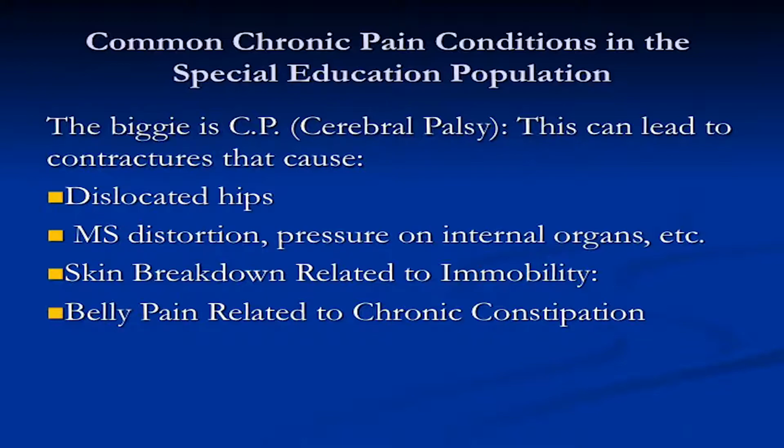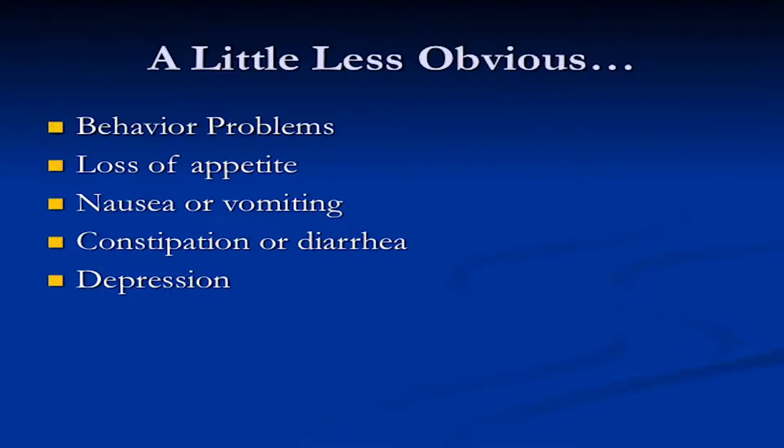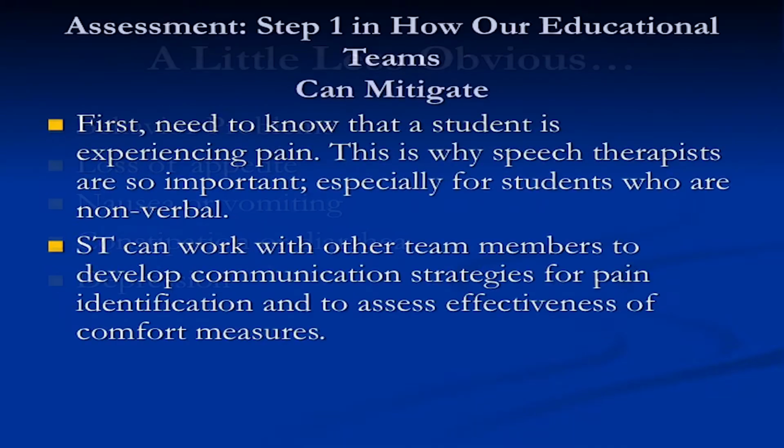Skin breakdown related to immobility, belly pain related to chronic constipation, and here are some obvious objective signs when pain should be ruled out: crying, moaning, facial grimacing, and a little less obvious would be behavior problems, loss of appetite, nausea or vomiting, constipation or diarrhea, and depression.